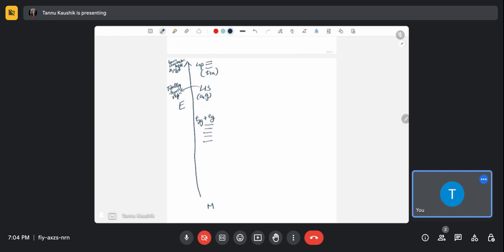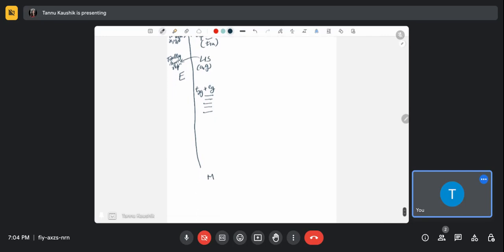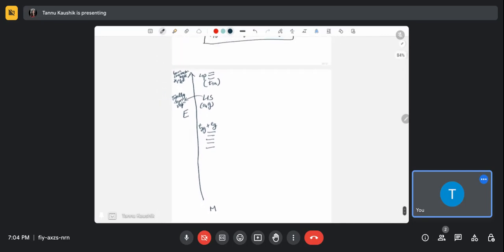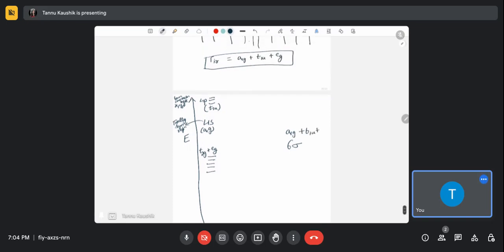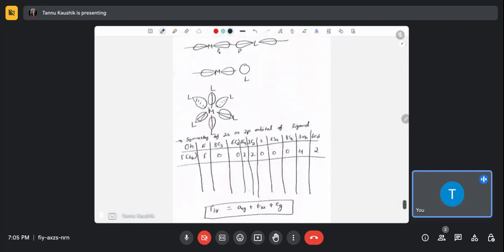And using the reducible representation basis of unchanged 6 sigma orbitals of the ligand, we find out the symmetry equal to A1G plus EG plus T1U.